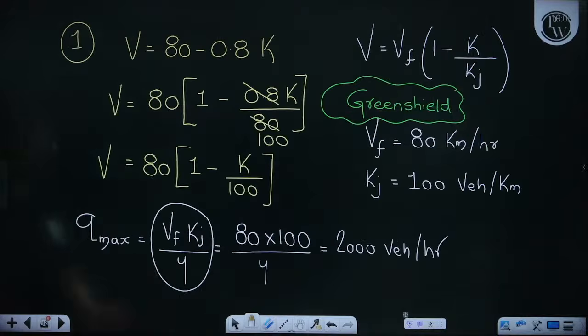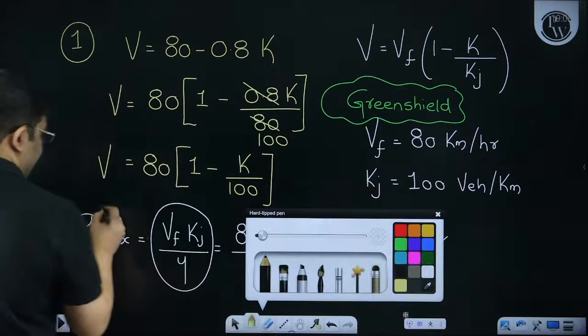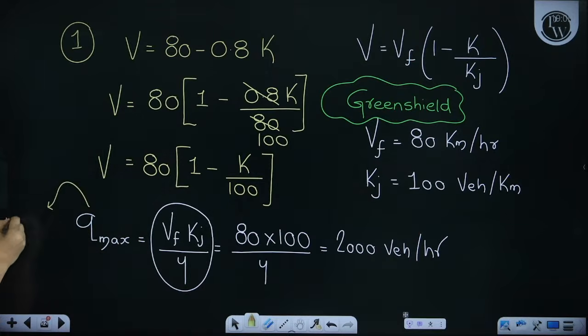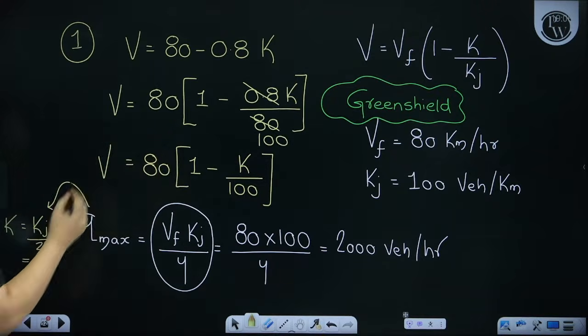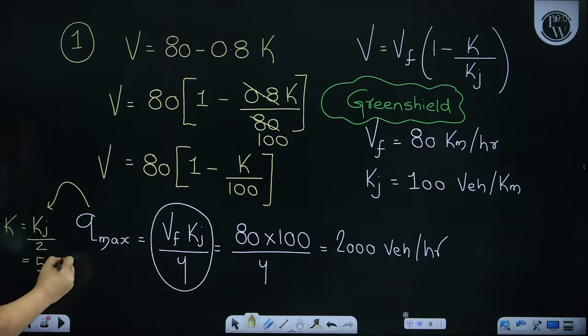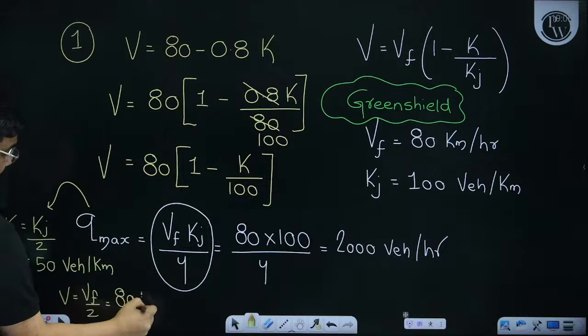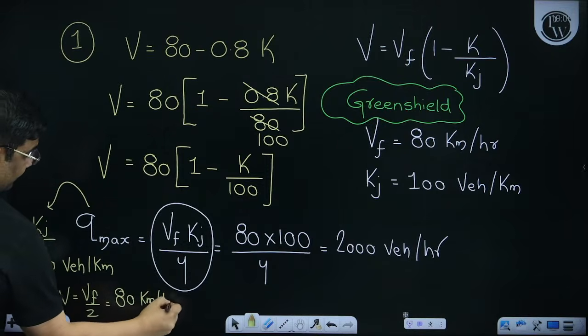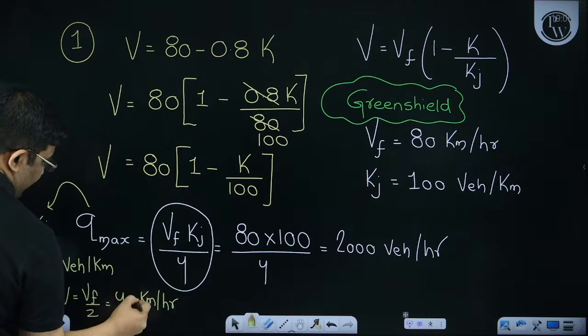Now, if you see this equation, Greenshields, here if I am finding that at maximum flow, what is the density? The density is Kj by 2, na? Kj by 2 means what? 100 by 2. Kj is 100. So it is 50 vehicles per kilometer. And what is the speed? Speed is Vf by 2. Sorry, 80 by 2, that is 40 kilometer per hour.